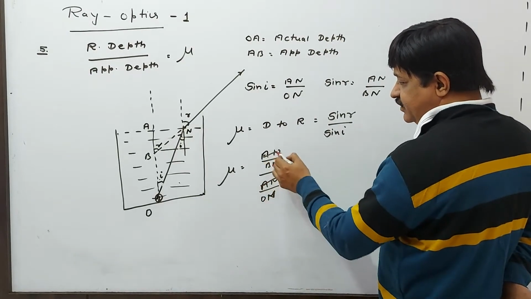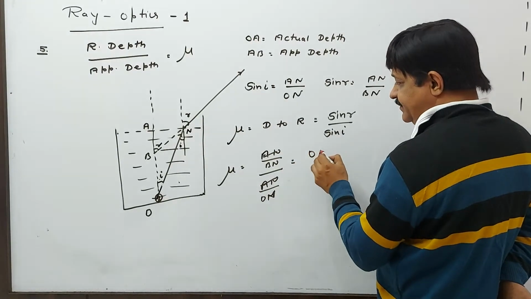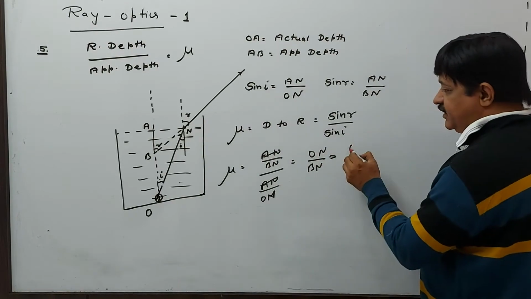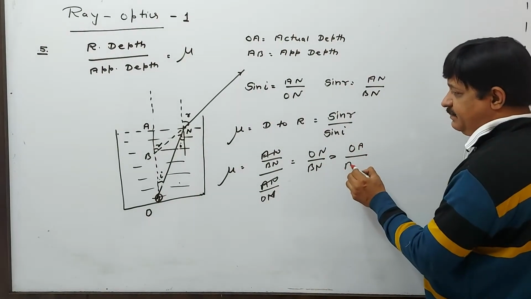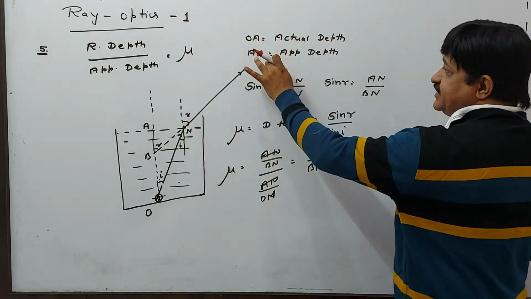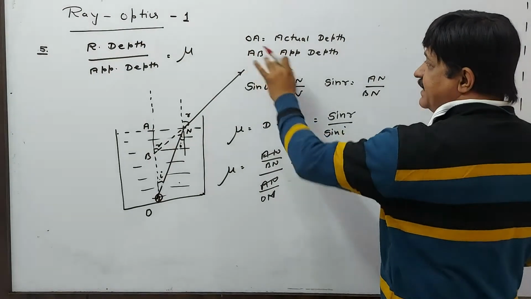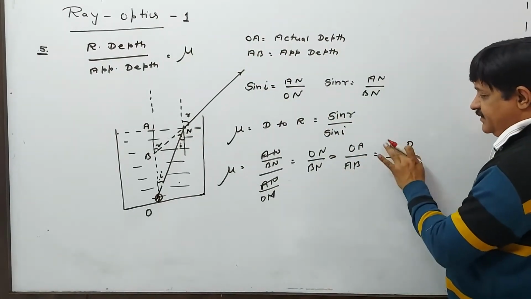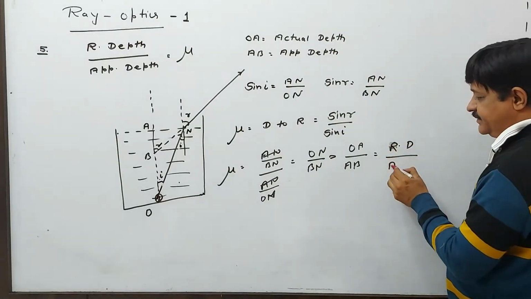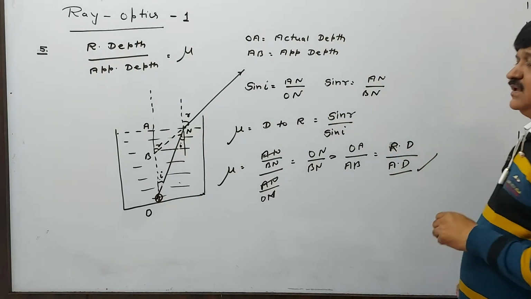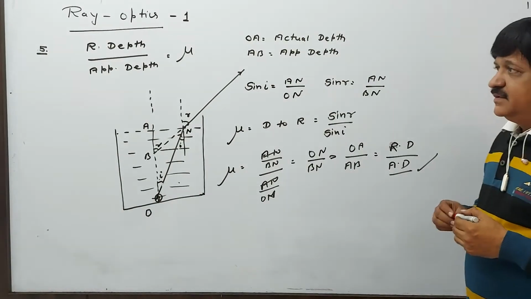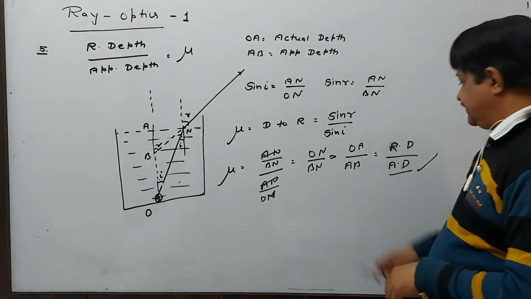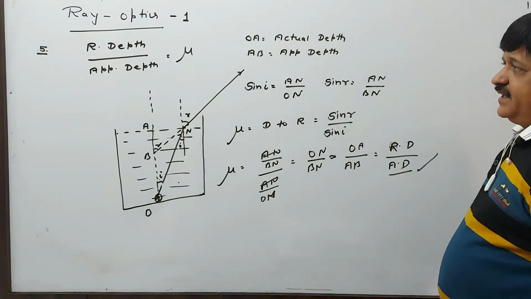AN cancels with AN, and what you get is ON upon BN, which is approximately equal to OA upon AB. OA is the actual depth or real depth, and this is the apparent depth. So it becomes real depth upon apparent depth. Very, very important result. Prove that real depth upon apparent depth is equal to mu. This is the result: how real depth and apparent depth are related.